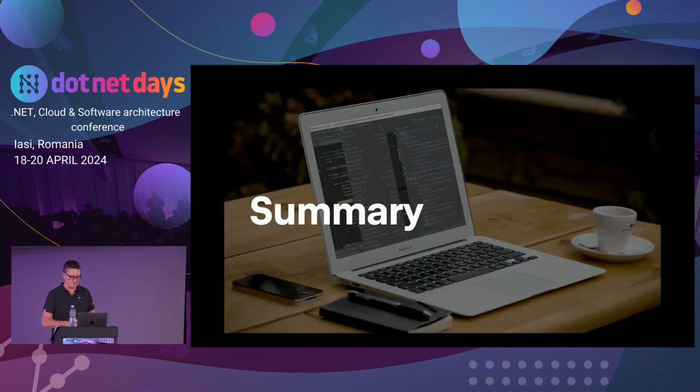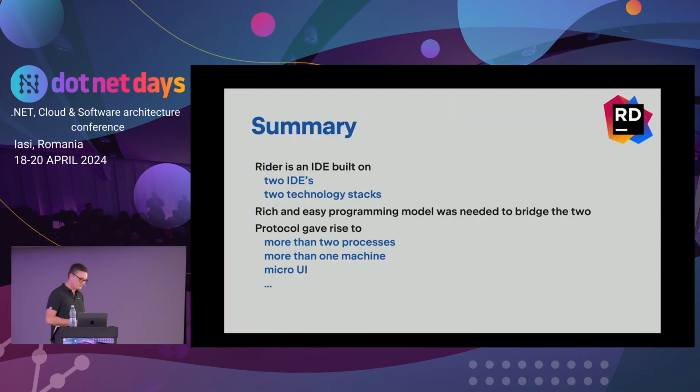So that's pretty cool, and we're getting more and more towards building our UI using this DSL that talks to the protocol as well. So in summary, Rider is an IDE built on 2 IDEs and 2 technology stacks. It's really hard to bridge JVM and .NET, but we did it in this case. We built this protocol, and that protocol gave us the option to do many, many more things than just build Rider.